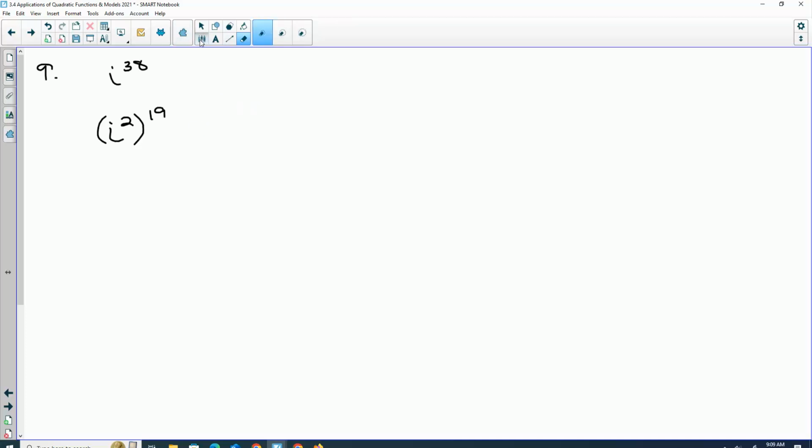Here, this is all of the i's. So i squared is negative 1, and negative 1 to the 19th power is negative 1. Is that okay? Let's look at problem 10.